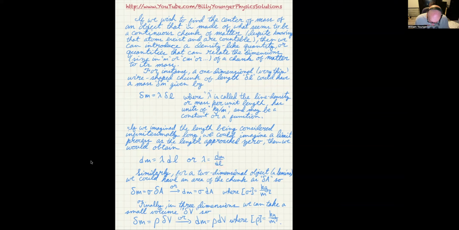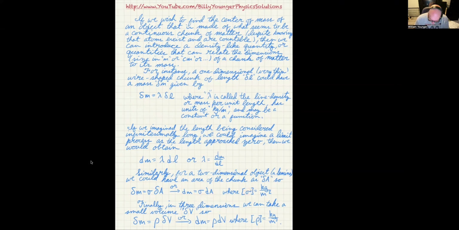Specifically, the units of lambda would be kilograms per meter or kilograms per centimeter or something like that. Similarly, if we took a two-dimensional thing, what we call a lamina in mathematics, like a sheet of paper, then in the limit as delta A got really, really small, it would become a differential. Again, I said lambda, excuse me: the dm will become sigma times dA. And in this case, sigma would have units of kilograms per meter squared.